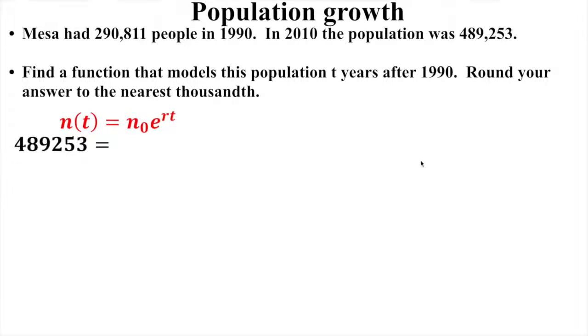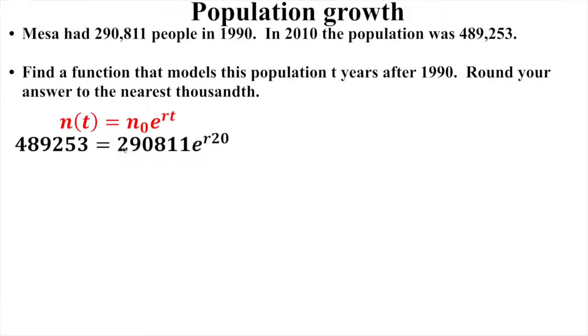Okay, so we're going to start plugging in some information. This is our ending population. This is in 2010. We had 489,253, so that's my ending population. Well, my starting population would be this, 290,811. And we know what the t is in this case. T would be the number of years from 1990 to 2010, which would be 20 years. So t would be 20.